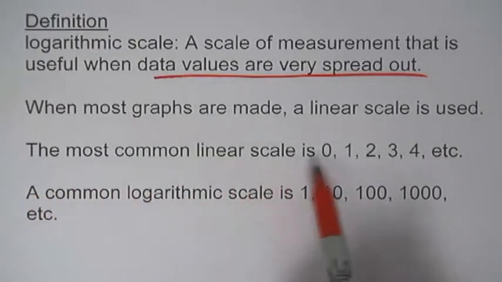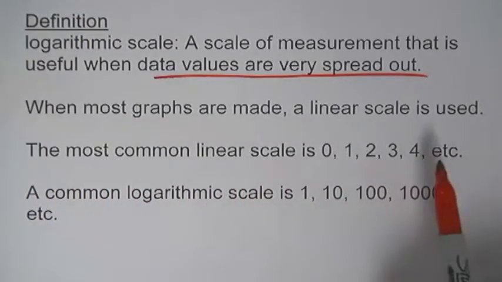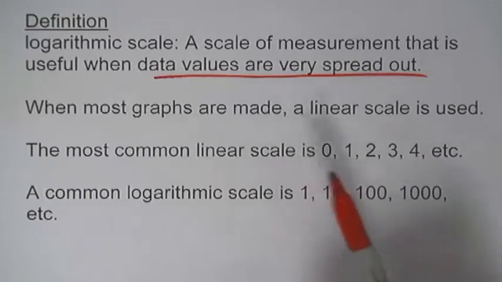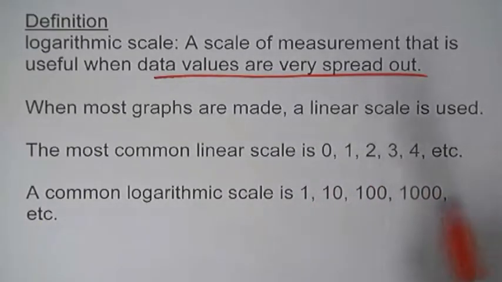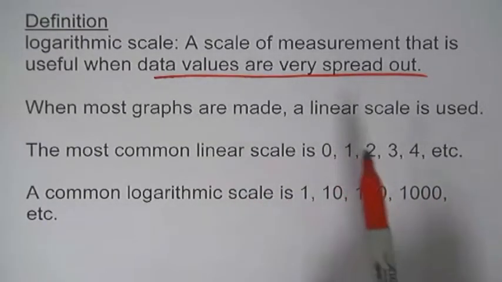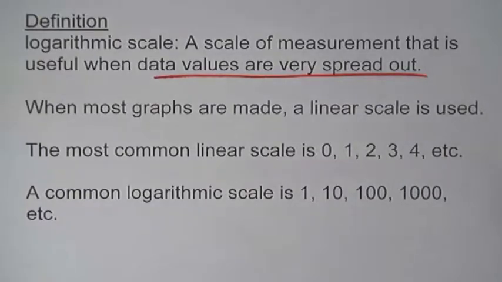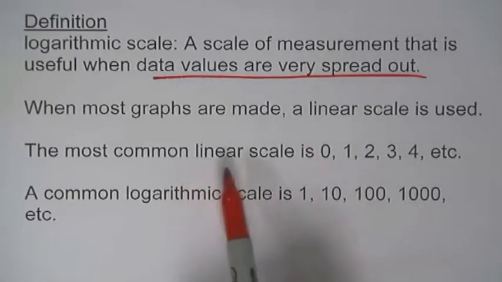The most common linear scale is 0, 1, 2, 3, 4. Okay, but it could be 0, 20, 40, 60, 80. It could be 0, 100, 200, 300. So anything that is linear.